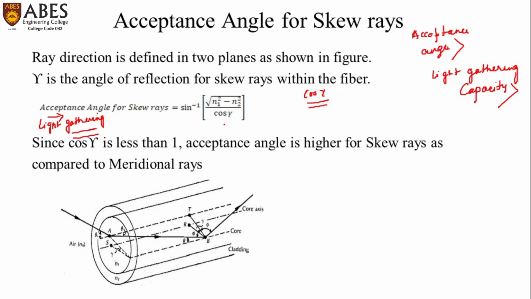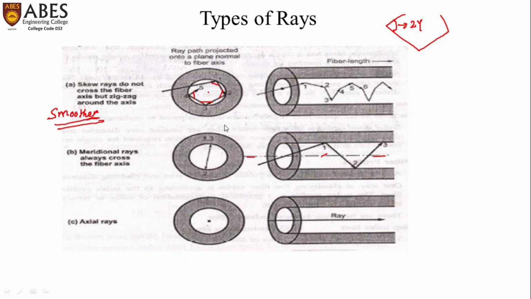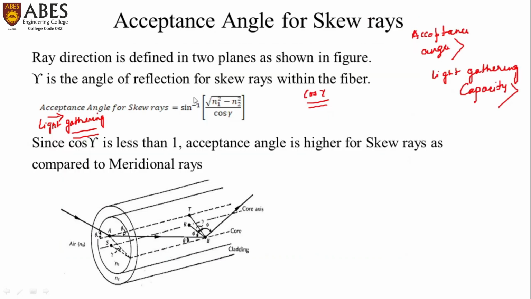And it depends upon the cos gamma, and gamma is the angle of reflection here. It is in the denominator side, so what can we see? Gamma is the angle which can decide the acceptance angle of the fiber, and definitely it decides the light gathering capacity.